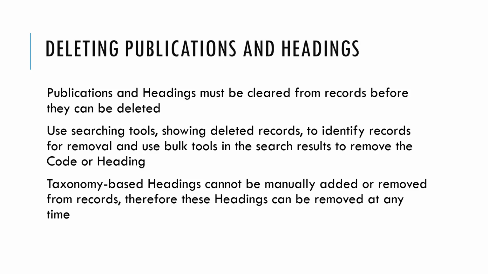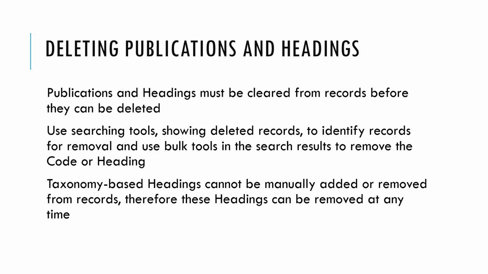The edit form will tell you where those are being used, and in fact, the print list of publications and headings also tells you how many things are using that item, so that you know what's left to clear out if you need to get rid of it. And you can use the search tools, including deleted records, to identify records that you need to clear the headings or the publication codes out of, which you can do in bulk from the search results.